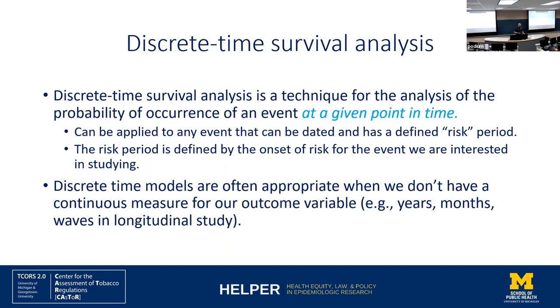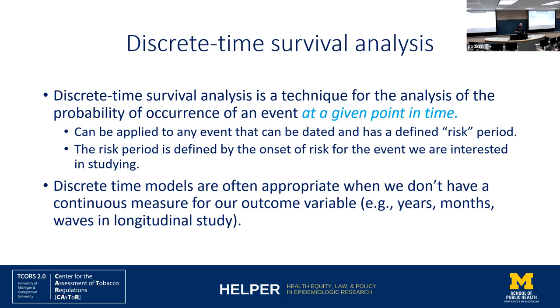I expect a lot of people know something about discrete time models. It's a little bit hard to pitch a two-hour introduction when people are already fairly well trained. So I hope this isn't too low of a level. But again, the purpose here is to provide a substantive understanding of the models and why we use them. So to start, discrete time models are a technique for the analysis of the probability of an occurrence of an event at a given point in time.